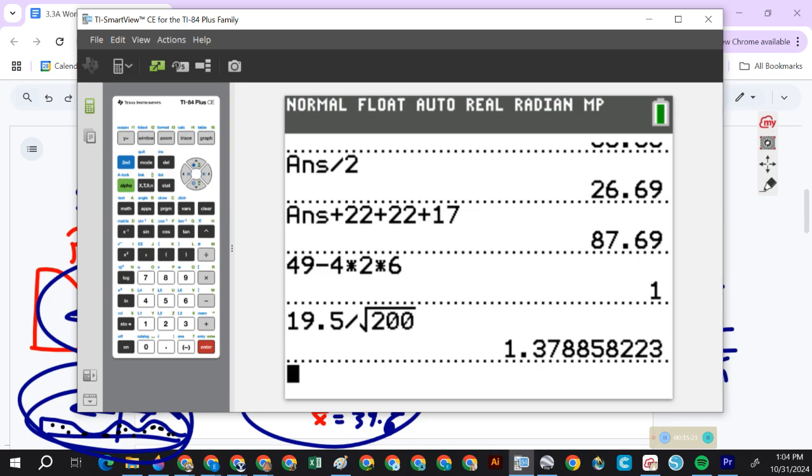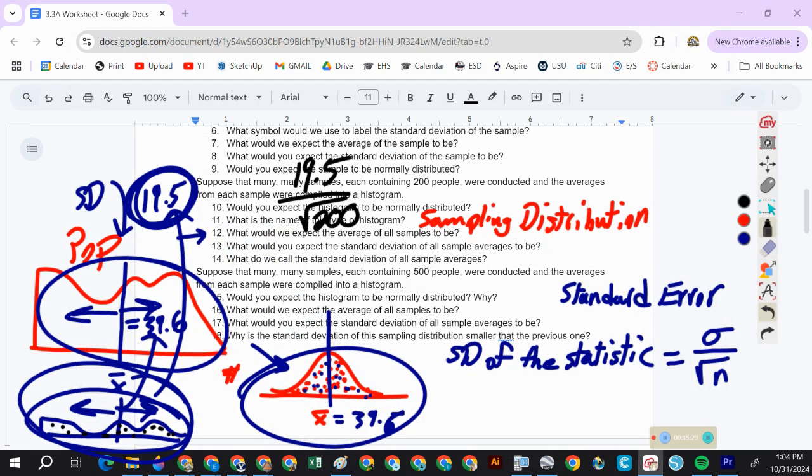Okay? And that is going to be in age. So I get the SD of the statistic is 1.37 years. What does that number mean? Well, let's ask this first. What does this number mean?